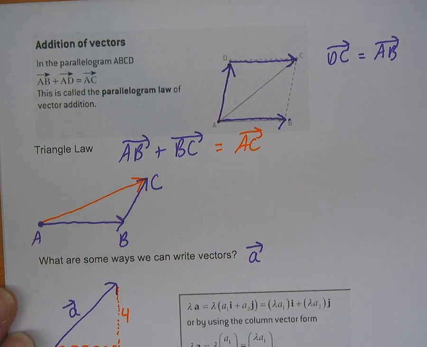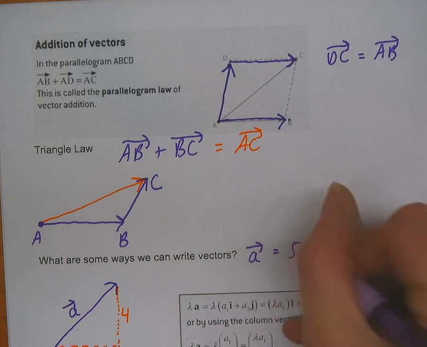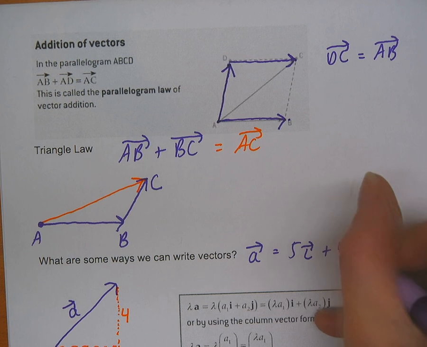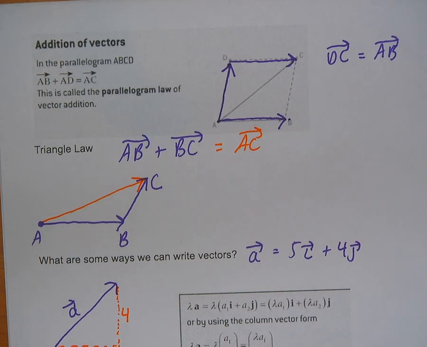Well, there are a few ways that we can write that vector out in that way. We call that component form. We're breaking it down into its components. One of them is to write this, 5i plus 4j.